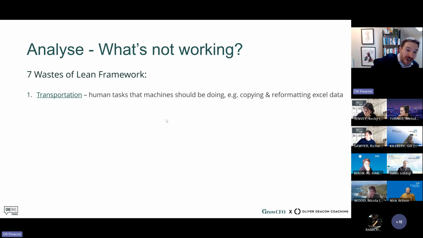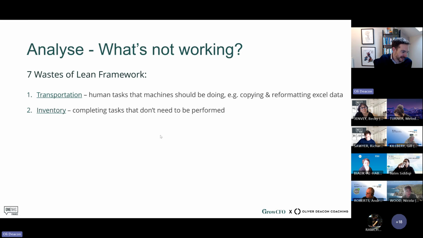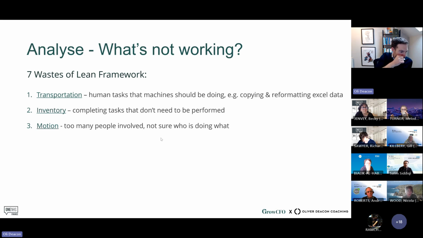This, folks, is a way in which you can analyze: are my processes working well or not? So here are the ways that we have waste. These are basically ways that processes don't work well. The first is transportation. When it comes to finance processes, this is humans doing things that machines could be doing, so copying data or reformatting Excel data or other things like that. Inventory. Obviously, in the real world, in the factory, that's having too much stock. But inventory for us is completing tasks that don't need to be performed as part of the process. Motion: too many people involved or not sure who's doing what in a situation. Motion, obviously, in a factory is just too many people doing stuff, or too much movement and things going on. But here it is too many people involved in a process.